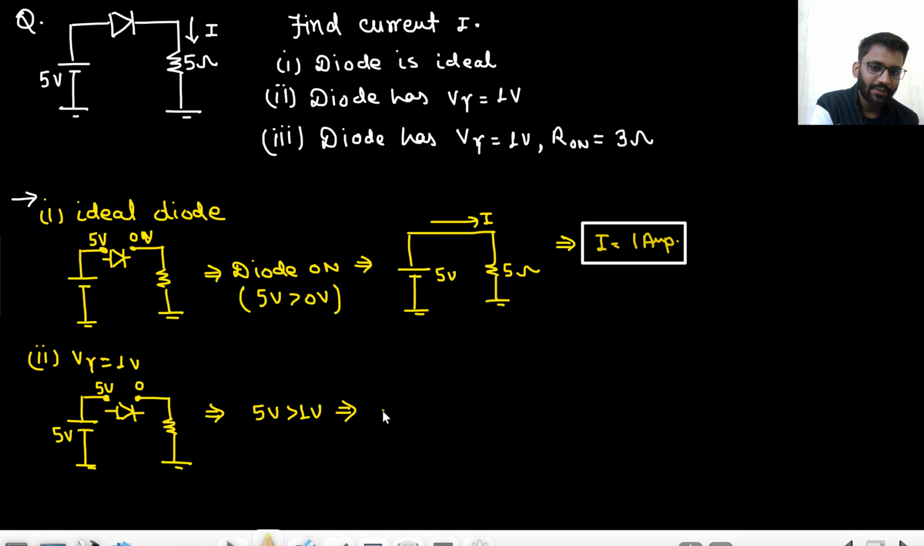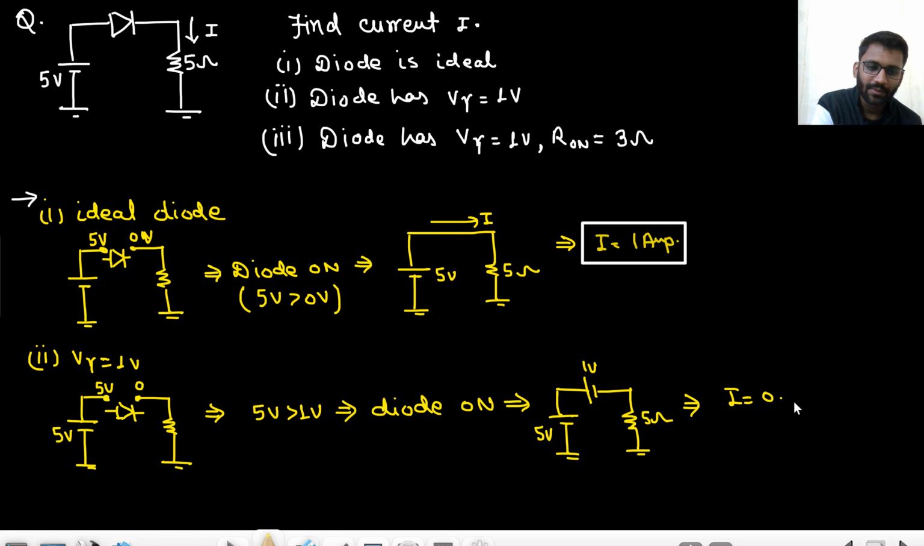So the diode will be on, and when it is on, it will be replaced with the battery of 1 volt. And there is this 5 ohm resistance. So this is 5 volt, this is battery of 1 volt, and this is 5 ohm resistance. So I is 4 by 5, that means 0.8 ampere.